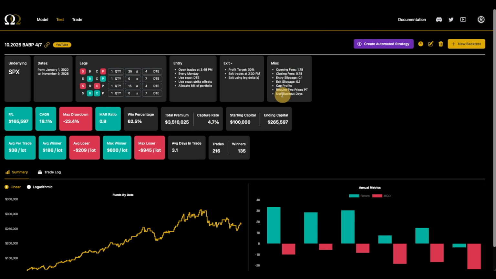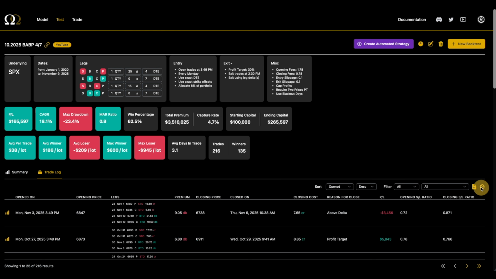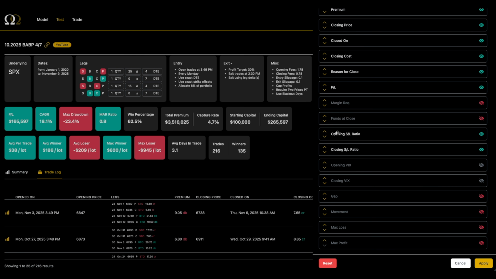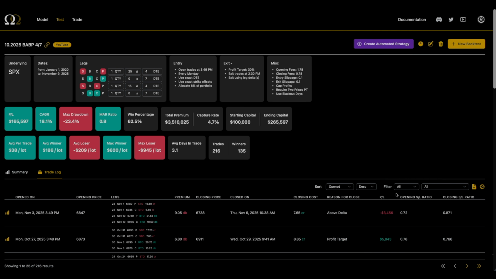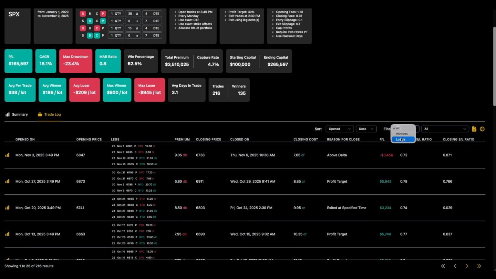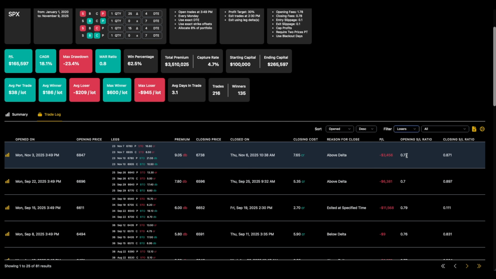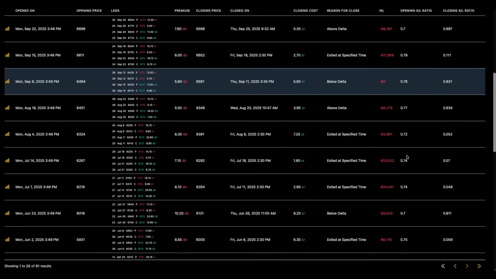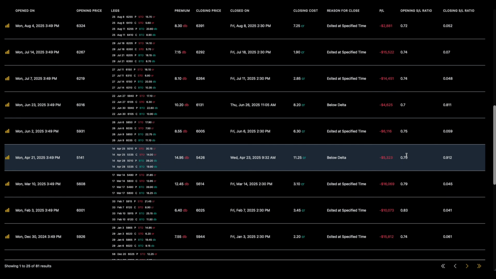I think we can probably use this, okay. The first thing we can do is look at the settings, and we've got both opening and closing short-long ratios checked. So let's filter this by losers, and let's look at these short-long ratios. They all look like they're about in the 0.7 range.